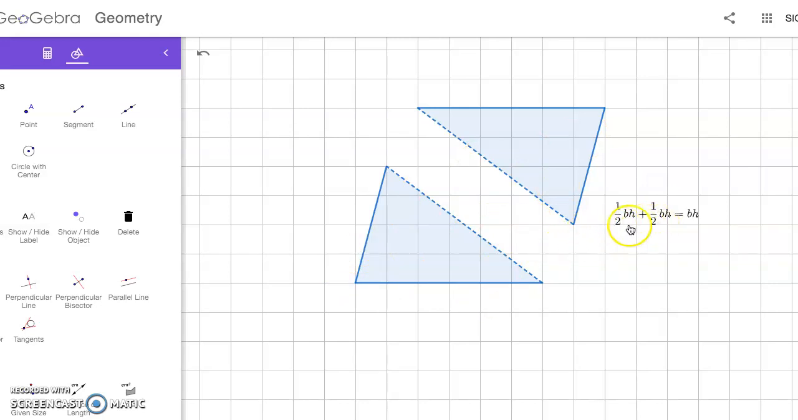Therefore, if we take those 2 areas, 1/2 base times height plus 1/2 base times height, we're going to get 1 base times height, or just base times height. So hopefully we understand a little better how the parallelogram formula comes about.